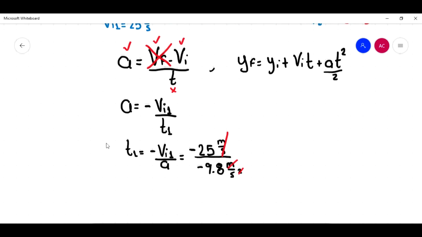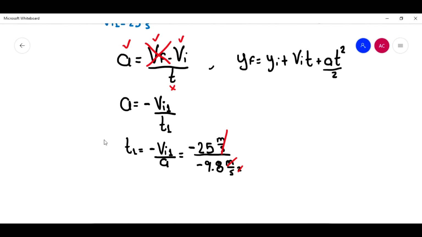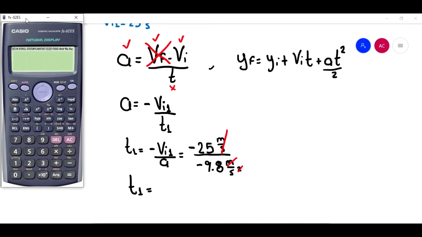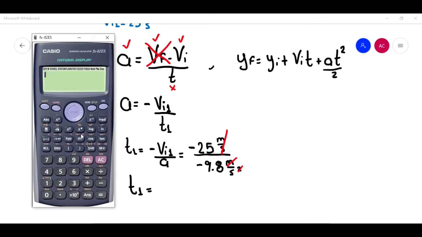And the time must be positive. Remember, time must be positive. So far, we haven't found negative time. I hope we can find them later. Okay, so it will be negative 25 over negative 9.8. So this answer has infinite values.